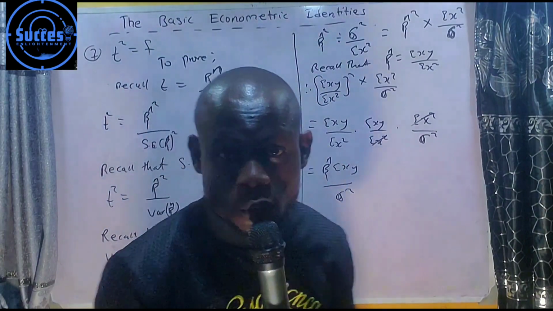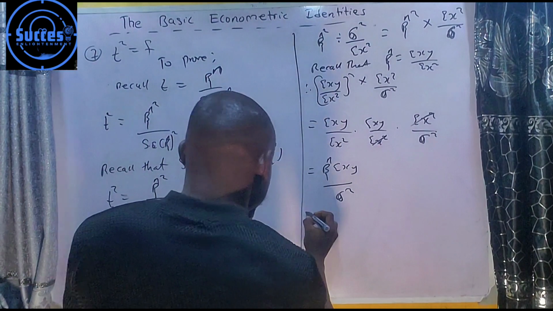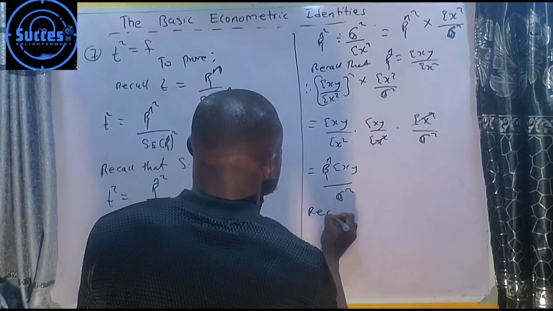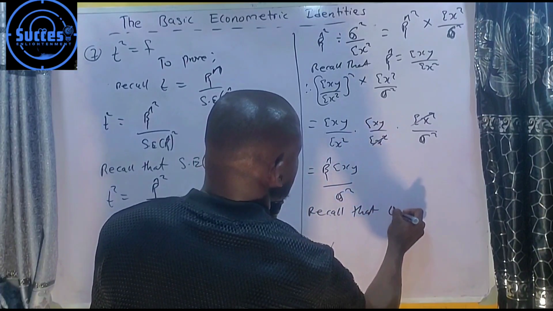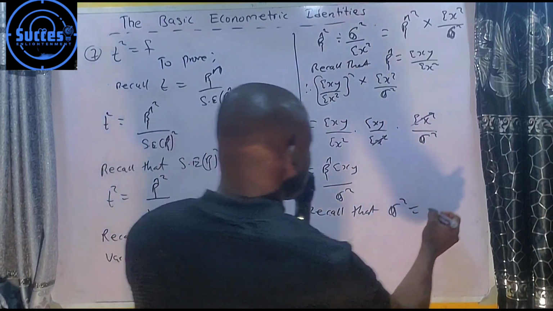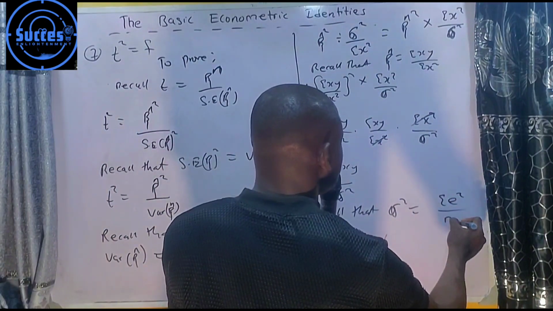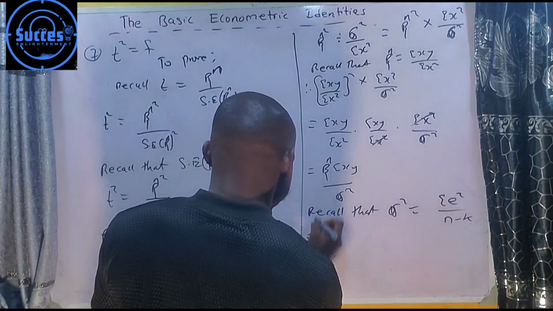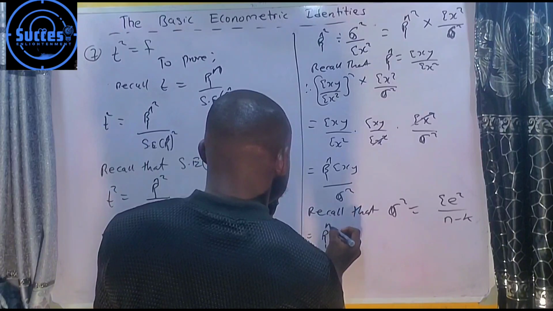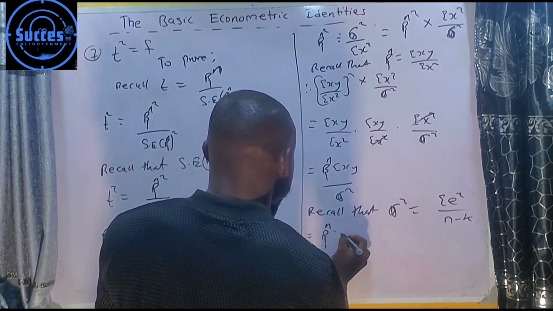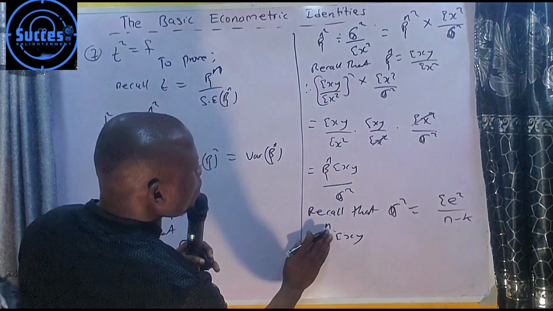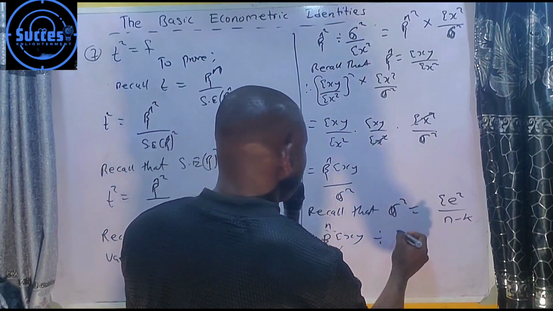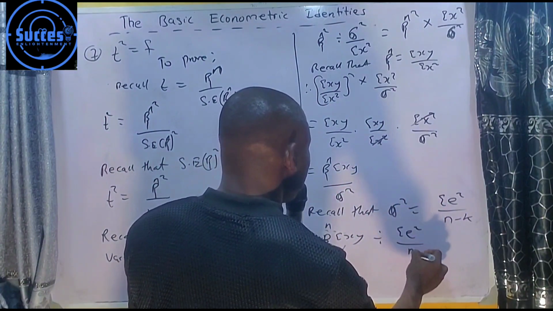Now the question is, what is our sigma square? So we have to recall that our sigma square equals summation e square over n minus k. Okay, n minus k. So therefore our beta cap summation xy, this beta, right? So substitute this for this, it will be divided by summation e square all over n minus k.